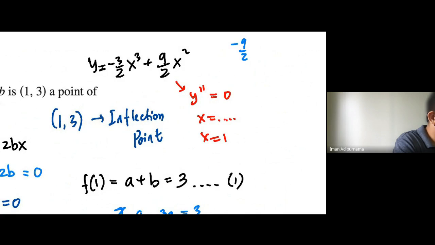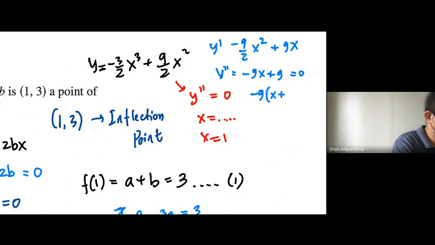It is 9 over 2 x squared plus 9x, and then we take the second derivative. It will be negative 9x plus 9. This will be 0, or this will be x plus x minus 1. So we get x equals 1. Yeah, we can check. Okay.